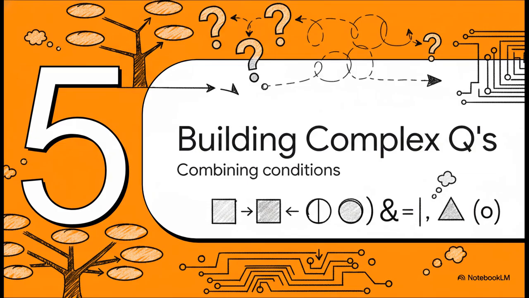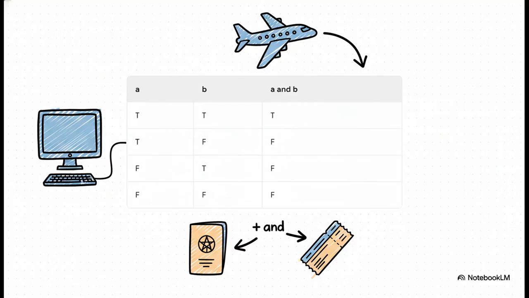So, we're getting pretty good at asking simple questions. But what if our question is more complicated? What if we need to check 2 or 3 things at the same time? Let's talk about how to build more complex questions. First up is the AND operator. And let me tell you, AND is very strict. It's an all or nothing deal.